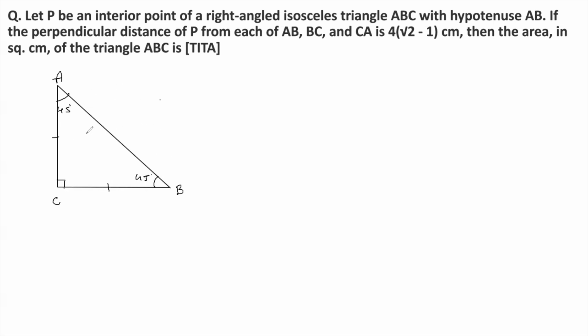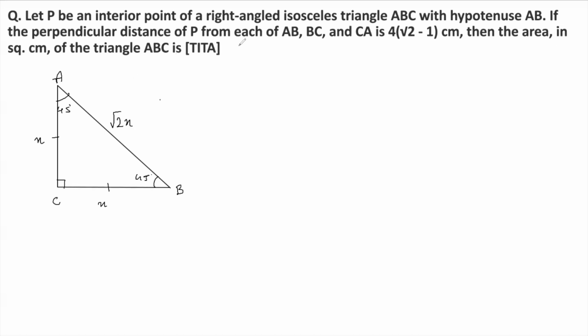AB is the hypotenuse. Now, if I call the perpendicular sides x, the hypotenuse will be root 2 x. We have discussed this concept already, guys, that in an isosceles right-angled triangle, the ratio of the perpendicular sides and the hypotenuse is 1 is to 1 is to root 2. So if I take these sides as x each, the hypotenuse shall be root 2 x, right?